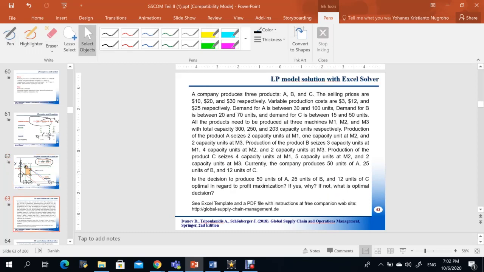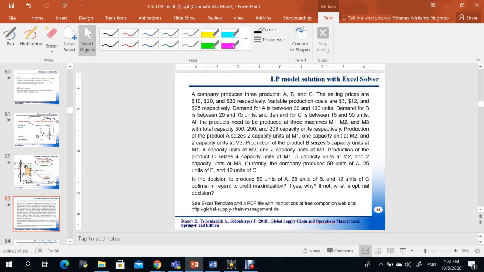There is another way of solving linear programming model, that is by using Excel solver. Let's take a look at this example. A company produces 3 products A, B, and C. The selling prices are $10, $20, and $30 respectively. Variable production costs are $3, $12, and $25 respectively.